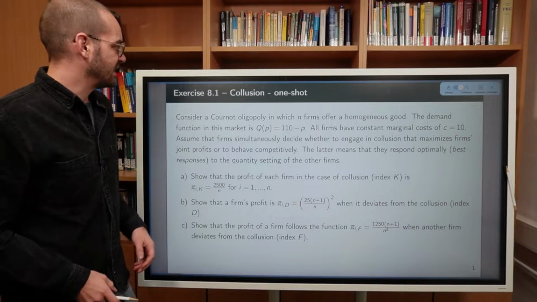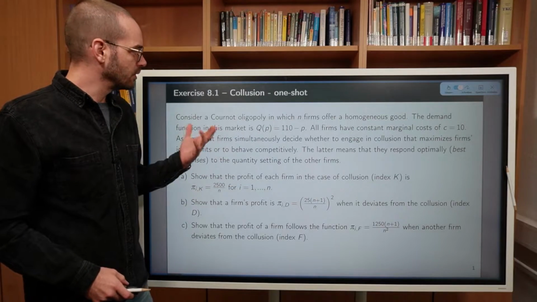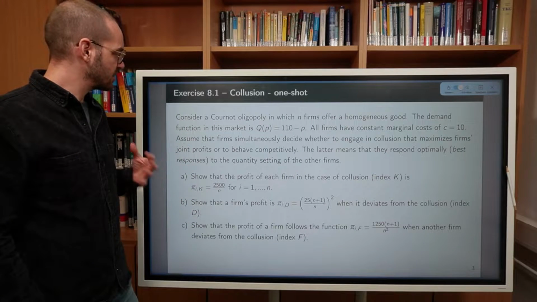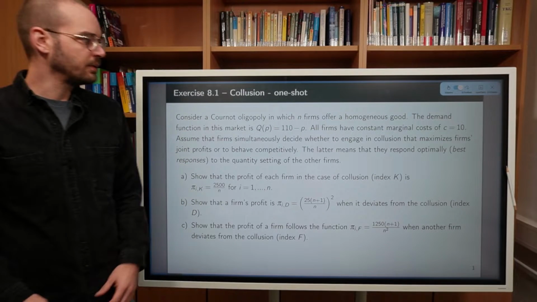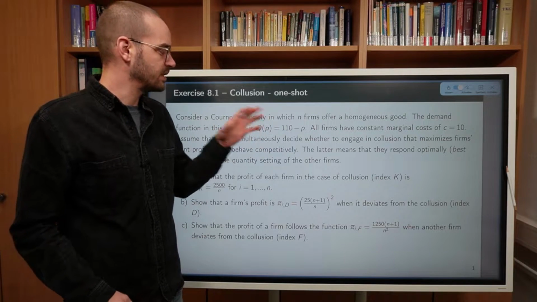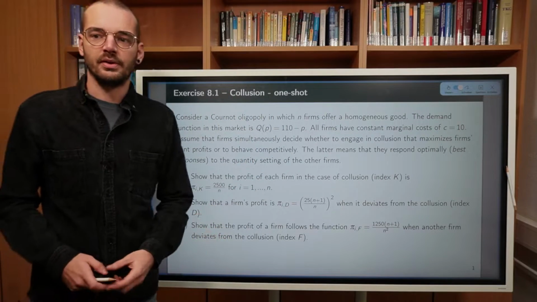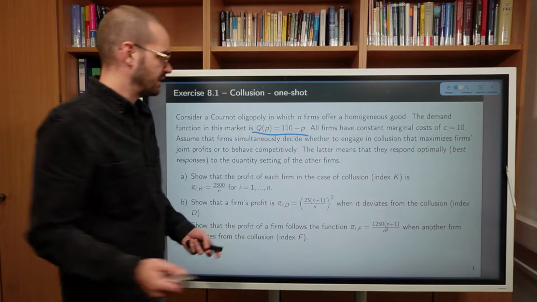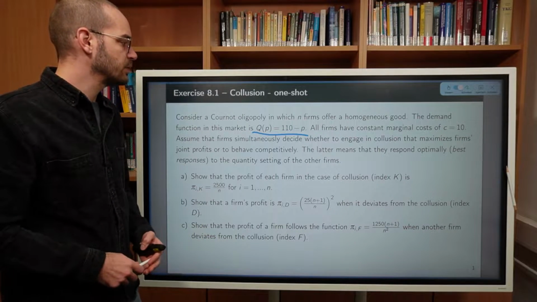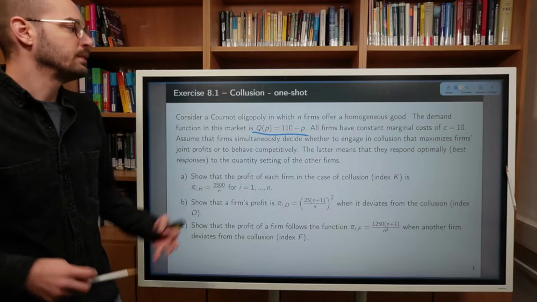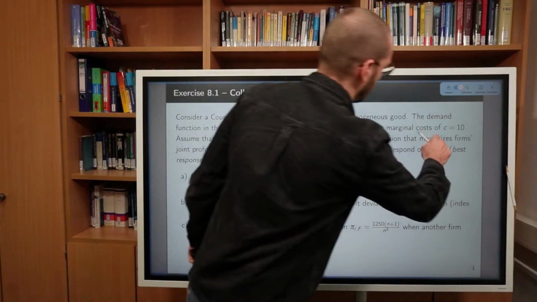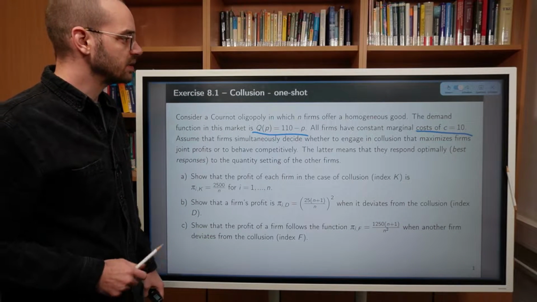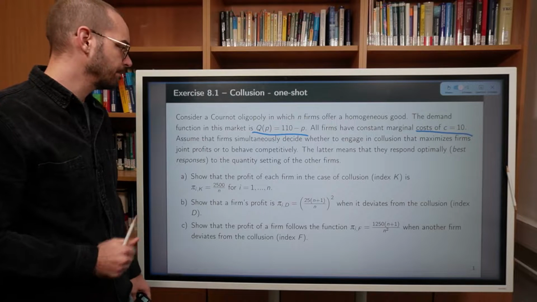In the first exercise, 8.1, collusion in a one-shot version, reads as follows. We're asked to consider a Cournot oligopoly, and in this market there are, by assumption, n firms who offer a homogeneous good. We know that there is a given demand function that reads Q of P equals 110 minus P. We furthermore assume that all firms have the same symmetric constant marginal costs of lowercase c equal to 10.